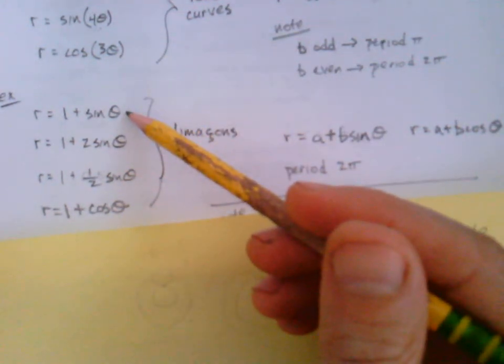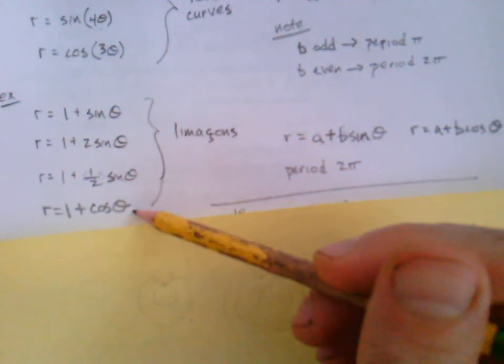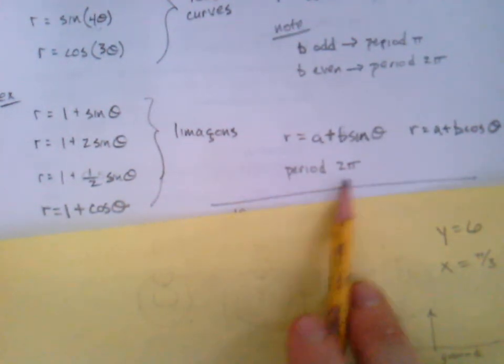I could be mistaken. I don't have these memorized, as you can clearly see. And then finally, compare 1 plus sine theta and 1 plus cos theta, and it's just a rotation issue. Here, the period is always 2 pi. It always takes 2 pi to make it all the way back to where you started.